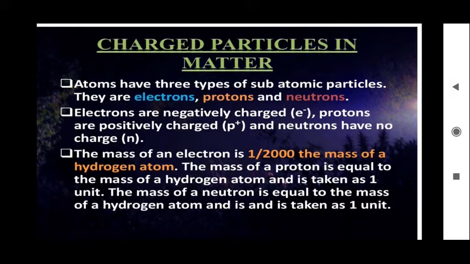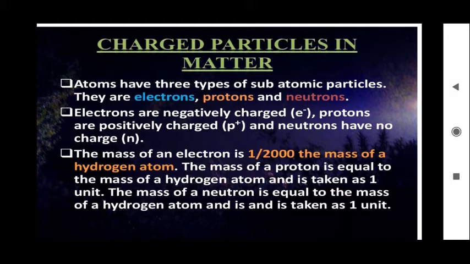The mass of an electron is equal to 1 by 2000 times the mass of the hydrogen atom. Hence, the mass of the proton is equal to the mass of a hydrogen atom and hence it is taken as unit 1. You know students, the mass of proton and mass of electron will be almost the same. But the mass of neutron is equal to the mass of the hydrogen atom and it is also taken as 1 unit of hydrogen.